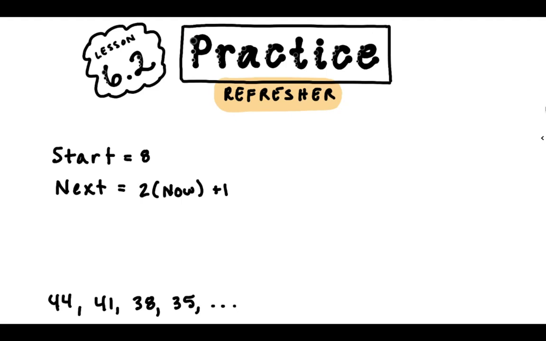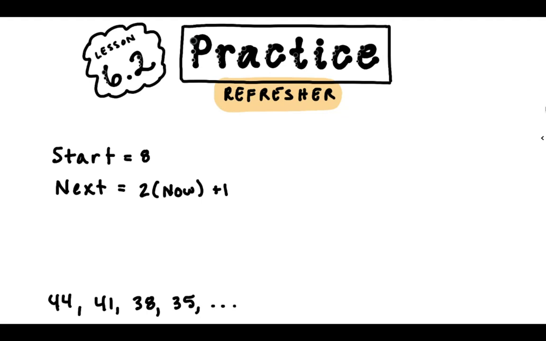Okay, so we learned about recursive formulas and they had two parts. The first part was the first term of the sequence. So we just say what the first term is. And then the second part was a rule to find the next term using previous terms in the sequence. So it's telling you if you're at a term in the sequence, what do you do to get to the next term in that sequence?